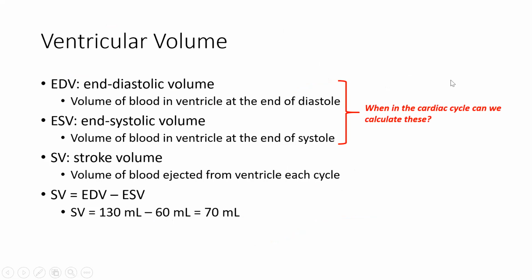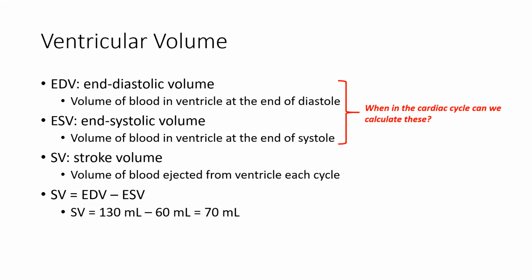All right, let's now talk a little bit about the ventricular volumes. And so this is basically the amount of blood that is sitting in our ventricles at different parts of the cardiac cycle. So the first volume is called the end diastolic volume. This is the amount of blood in the ventricle at the end of diastole. Remember, diastole is the filling of the ventricle. And so this is going to be a pretty big number.